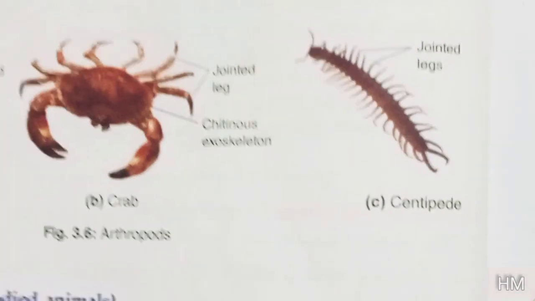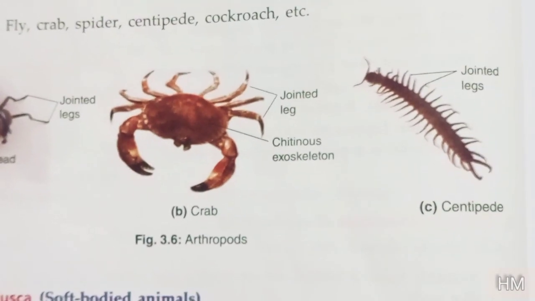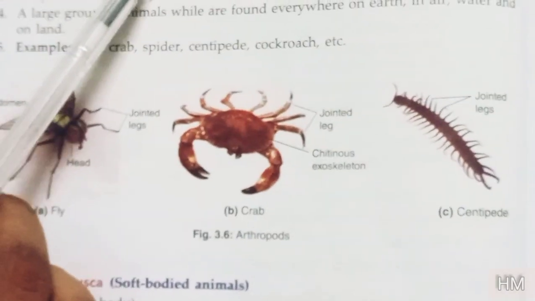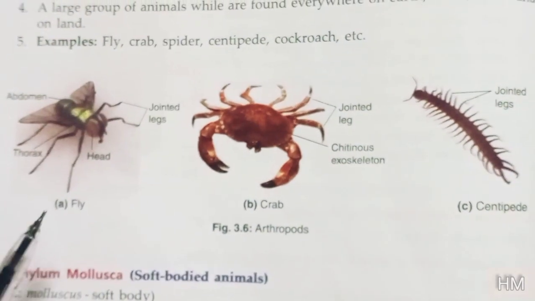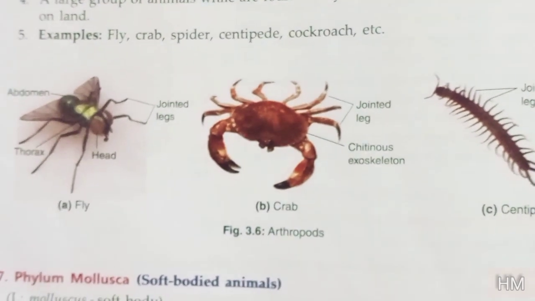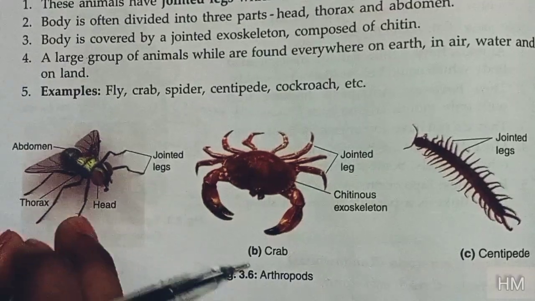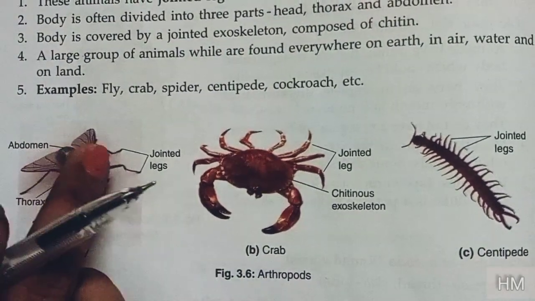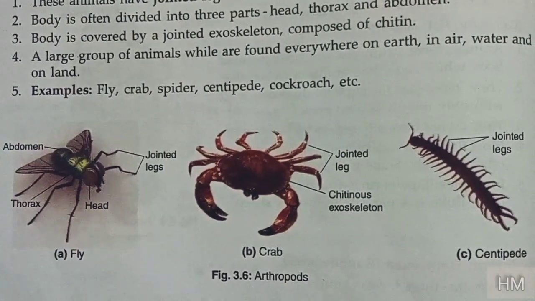We'll move on to the next phylum, that is phylum Arthropoda. The word Arthropoda itself suggests arthros means joint, whereas podas means foot. So animals with jointed legs are going to come under the phylum Arthropoda. These animals already have jointed legs. What do I mean by jointed leg? That means they have an appendage. Appendage means the legs are attached or joined to their body.